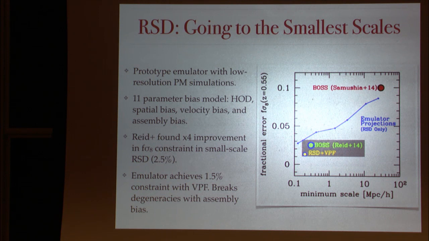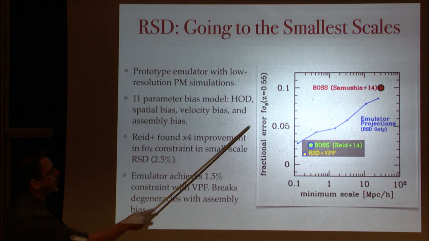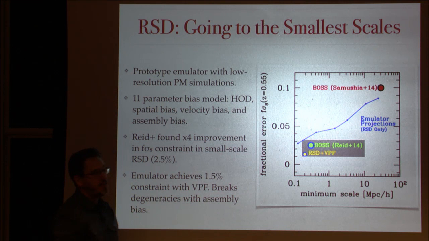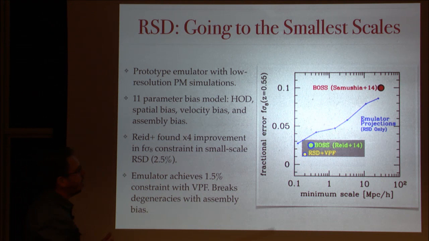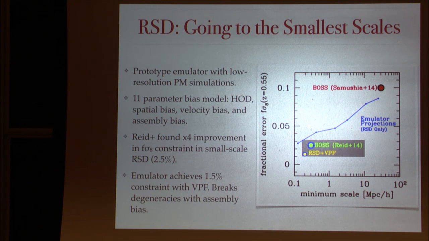So how much information do you gain when you look at redshift space distortions for the purpose of measuring F sigma 8 as a function of the minimum scale that you consider? In BOSS DR11, we had a number of papers using perturbation theory to get F sigma 8, and usually the minimum scale is like 50 megaparsecs or 30 megaparsecs. Here are Lado Samushia's results from DR11, and they're pretty consistent with all the others in the sense that they get about a 10% measurement on sigma 8.